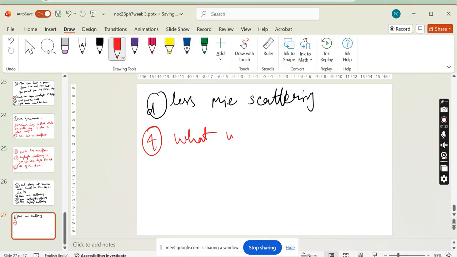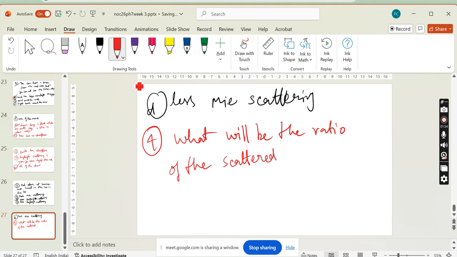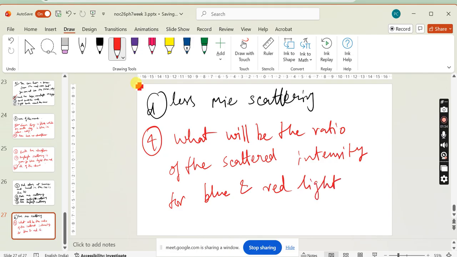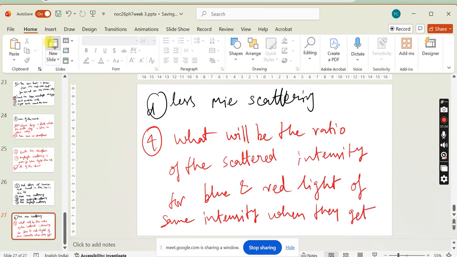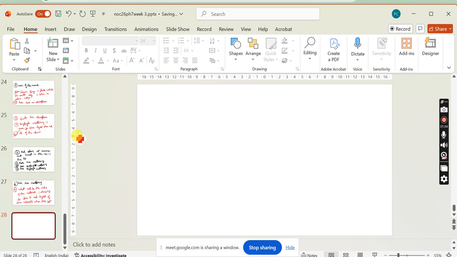What will be the ratio of the scattered intensity for blue and red light of the same intensity, when they get scattered by A, Rayleigh, and B, Mie scattering?